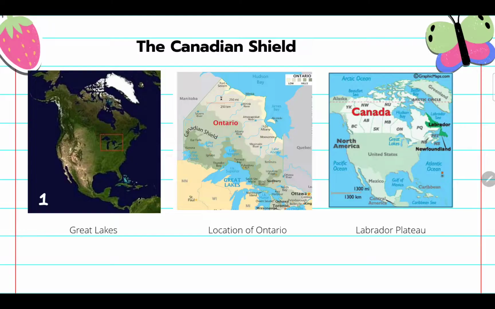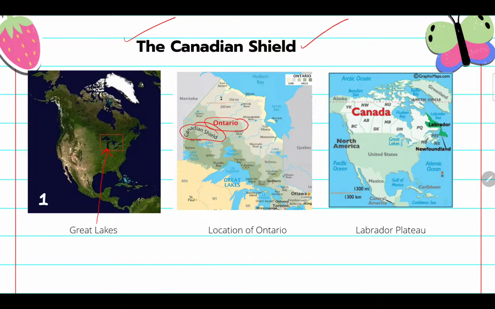Now move forward. This is Canadian Shield. Okay, let's talk about Canadian Shield. Out here are the Great Lakes in the map. Okay, the location of Ontario, we have already talked about Ontario in Canada. The Ontario region is out here. Okay, and the Canadian Shield is this one.